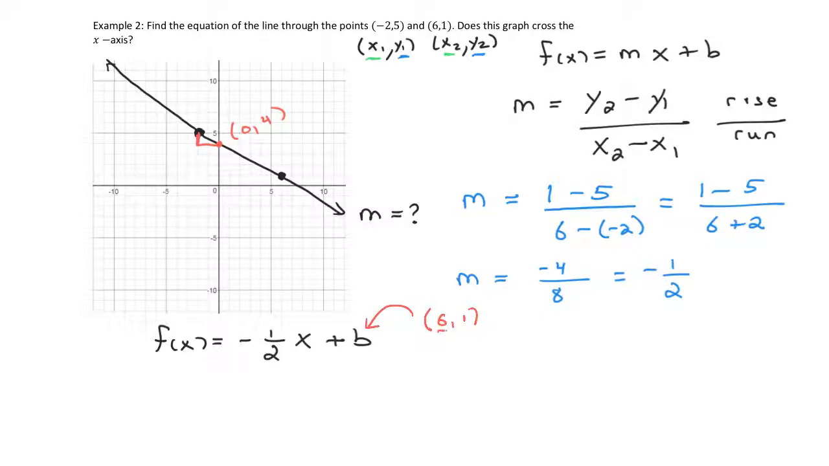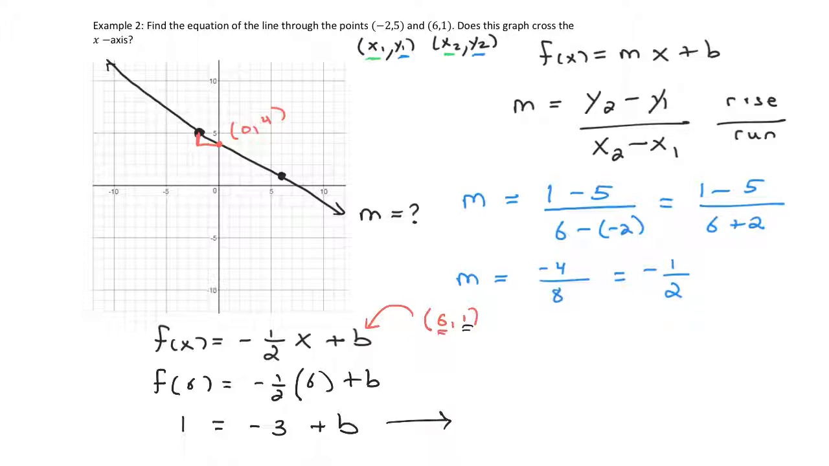All right, that means x is equal to 6. I'm going to put that in place of all of the x's. So we have f of 6 is equal to negative 1/2 times 6 plus b. f of 6 is the y value at 6, so I can replace that with 1. Negative 1/2 times 6 is negative 3. And the only thing that I don't know is b. But if I add 3 to both sides, I get that b is equal to 4, which is what I expected from my picture.